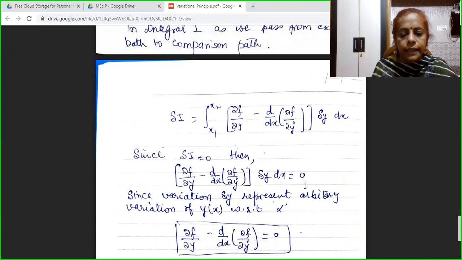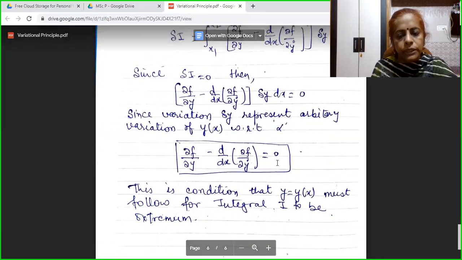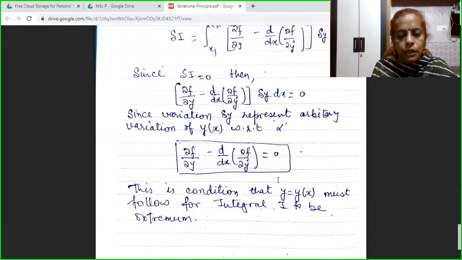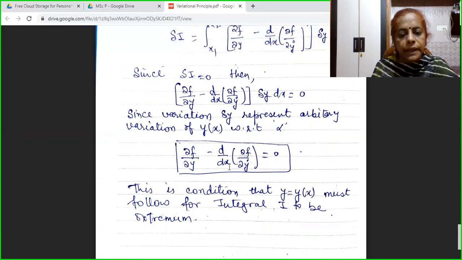Now the variation δy represents an arbitrary variation of y with respect to α. As we can take any path, this variation is arbitrary. So this bracket term can be set equal to 0. So students, this is the condition that y must follow for the integral to be extremum. The condition is ∂f/∂y minus d/dx ∂f/∂y' equal to 0. This is a very important condition that we must remember for integral I to be extremum.